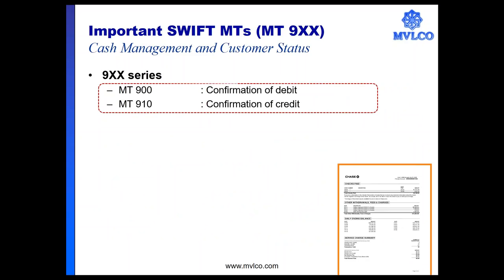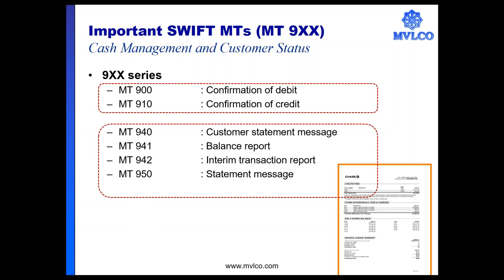Now let's move further and look at the category, which is category 9. Category 9 is called cash management and customer status. Now these category 9 messages do not move money. They move information only, which means they could be used post facto after the transaction has happened. Here, category 9 is used in order to inform you about the transactions. So let's look at the MT900 and the 910 first before we move further. We have two classes, 900 and 910 on one side, and then the other types, 940, 941, 942 and 950 on the other side. Let's understand the classification which I have created only for our discussion today.